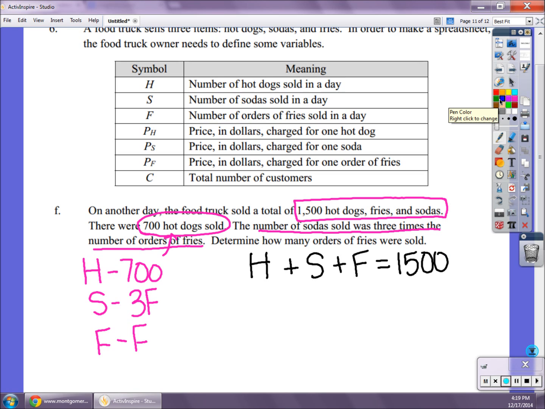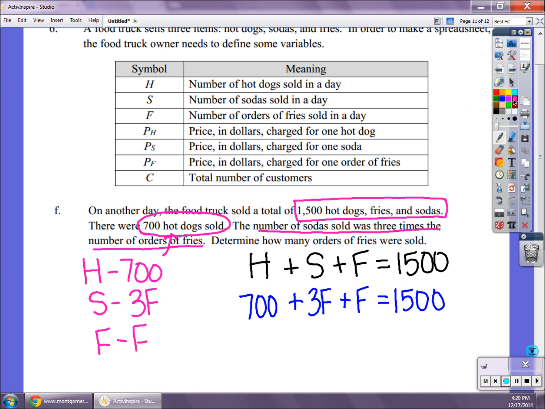Start with H. Well, we know that H is 700. So let's replace or substitute that H value with 700. We know that the number of sodas was 3 times the number of fries. So instead of S, I'm going to write 3F. And again, we don't know much about the fries, so we're just going to leave that F alone. And we know that this is equal to 1,500. And what you'll notice is we have one variable now. It makes it a lot easier for us to solve. Okay, I'm going to read that equation again. 700 plus 3F plus F equals 1,500.